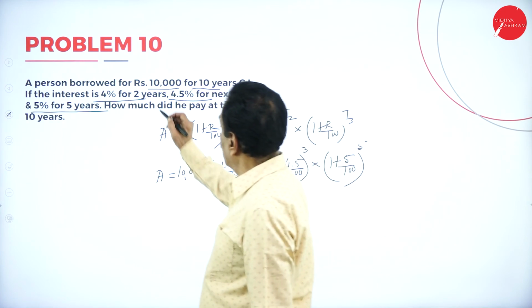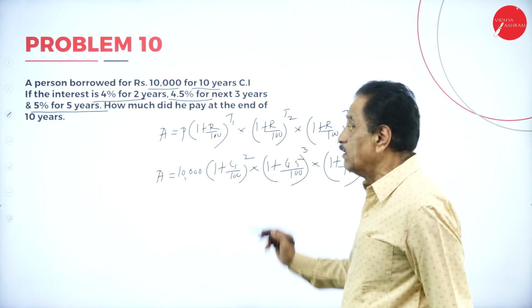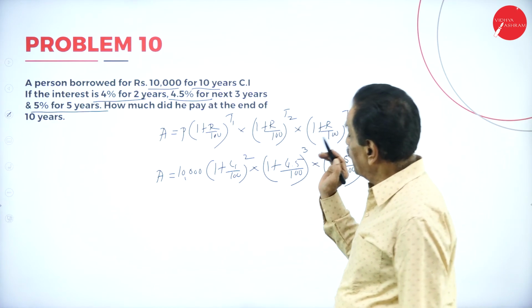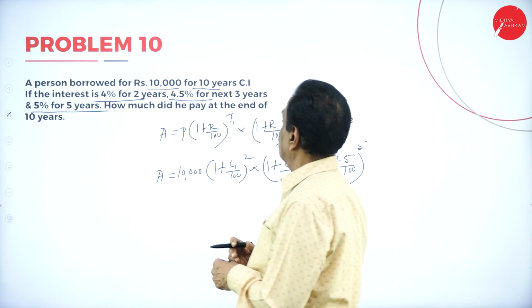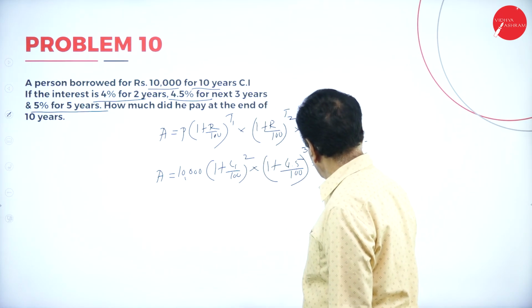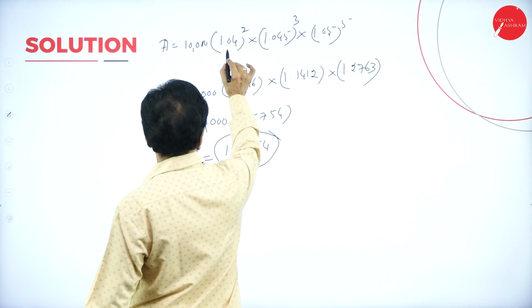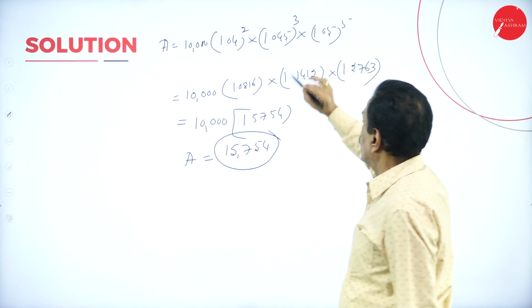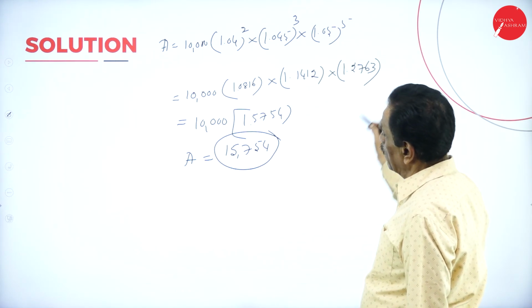A person borrowed 10,000 for 10 years. If the interest is 4% for 2 years, 4.5% for the next 3 years, and 5% for 5 years, how much did he pay at the end? First 2 years, then 3 years, then 5 years. 10,000 into 1.04 whole square, 1.045 whole cube, 1.05 to the power 5. Multiply, and see what you get.